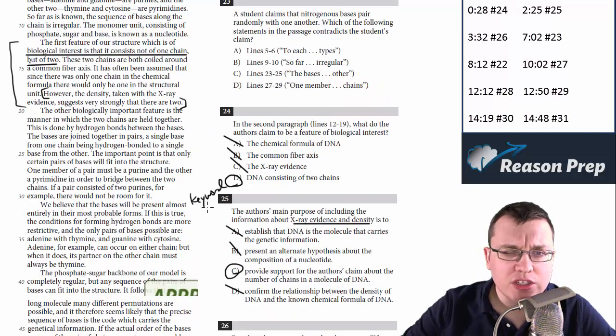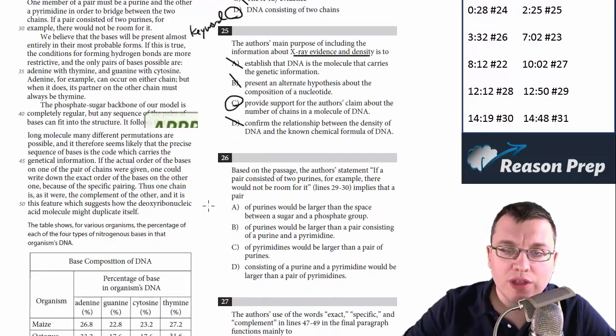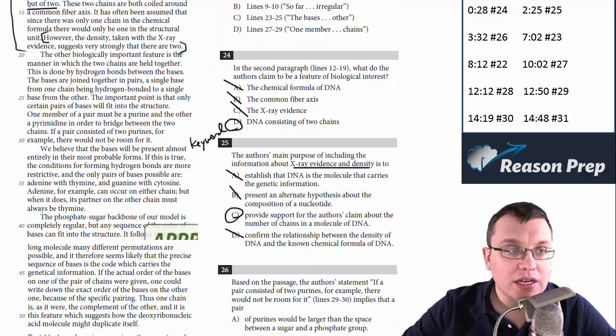Let's see, we just finished up to 19. Now, we'll wait a little bit more until we do 23. Based on the passage, the author's statement, if a pair consists of 2 purines, for example, there would not be room for it, implies that a pair, what? Okay, so let's go to 29 to 30.